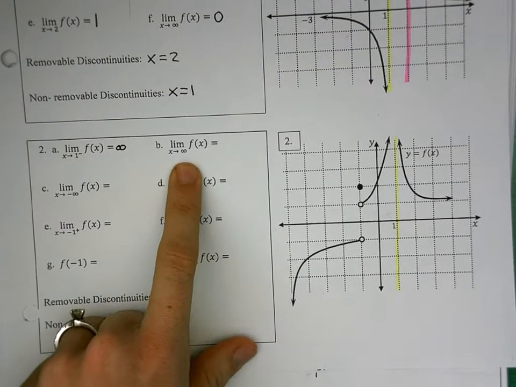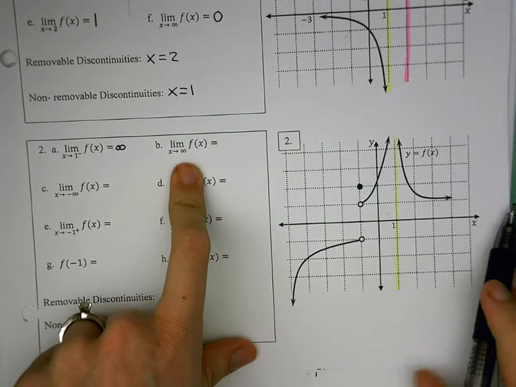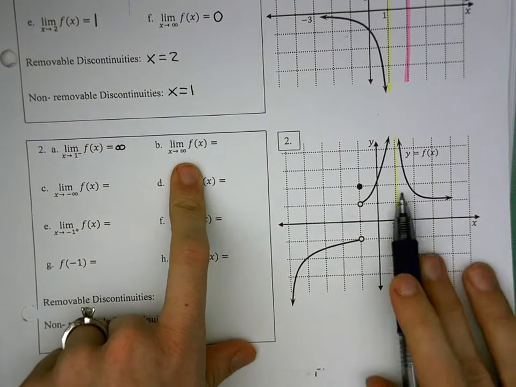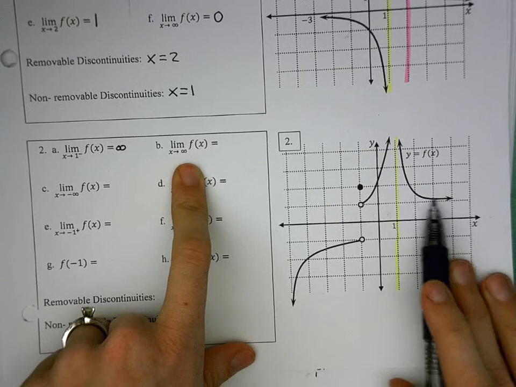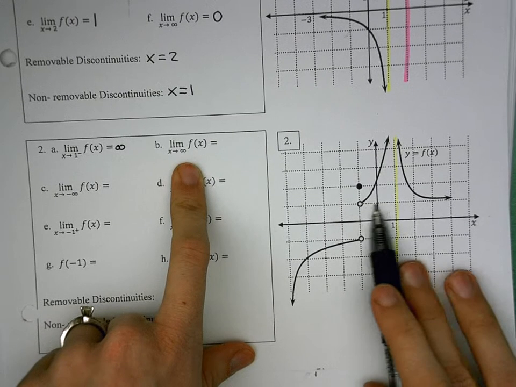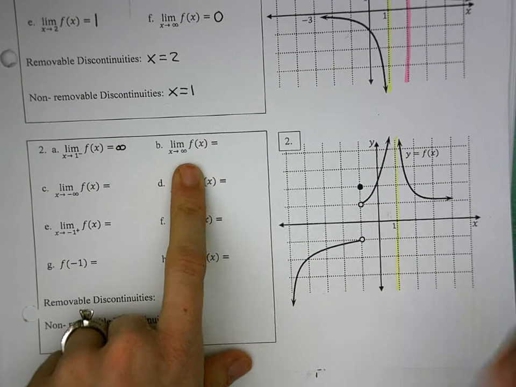Okay, approaching infinity. So infinity is way off here to the right. As I trace this graph going out as x goes to infinity, way off to the right, what y value does it look like it's going to touch? Well, it looks like it's going to touch y equals 1 here.